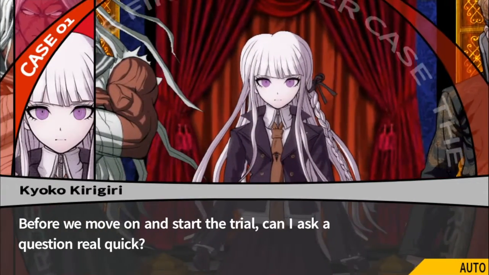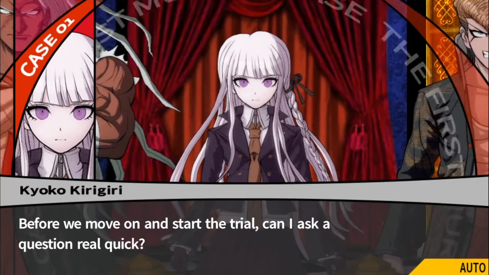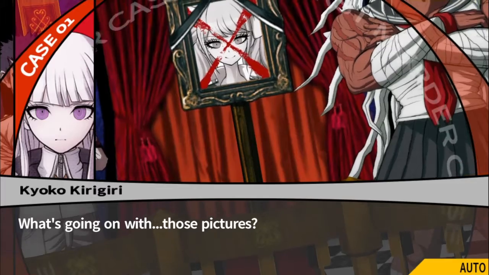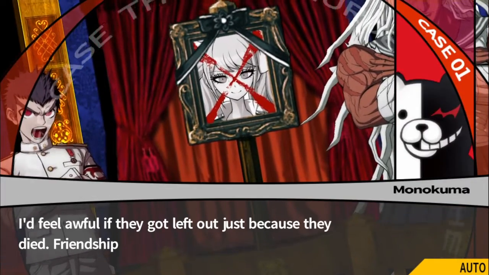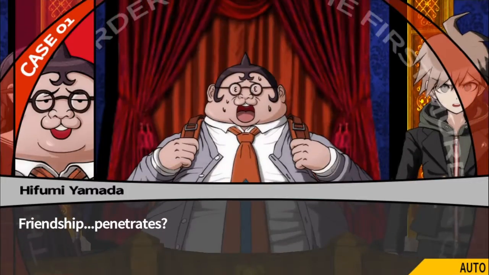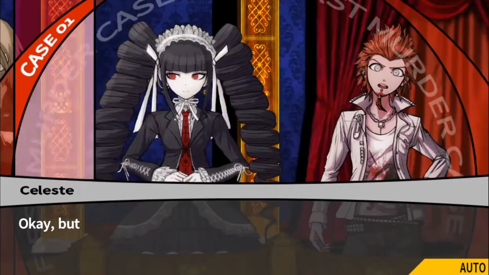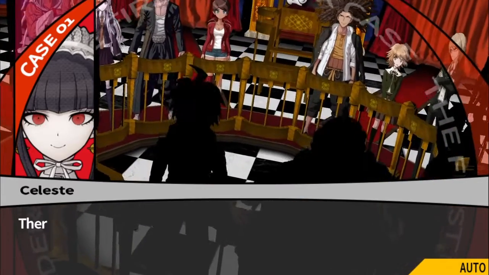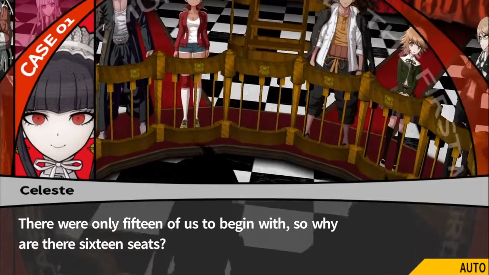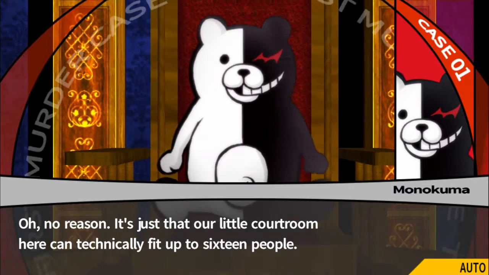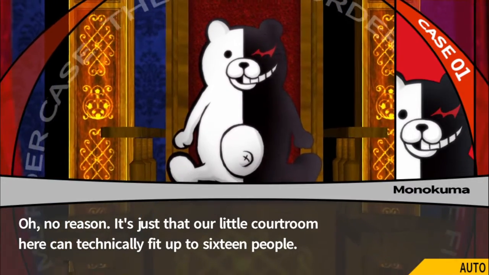Before we move on and start the trial, can I ask a question real quick? What's going on with those pictures? I'd feel awful if they got left out just because they died. Friendship penetrates even death's barrier. Friendship penetrates? Okay, but what about that other empty seat? There were only 15 of us to begin with, so why are there 16 seats? Oh, no reason. It's just that our little courtroom here can technically fit up to 16 people.